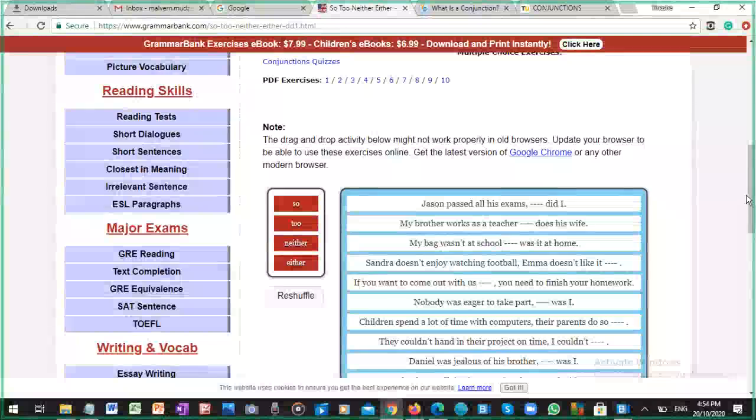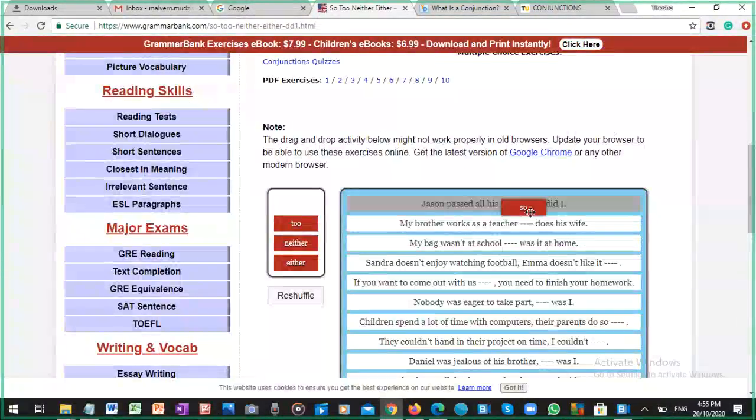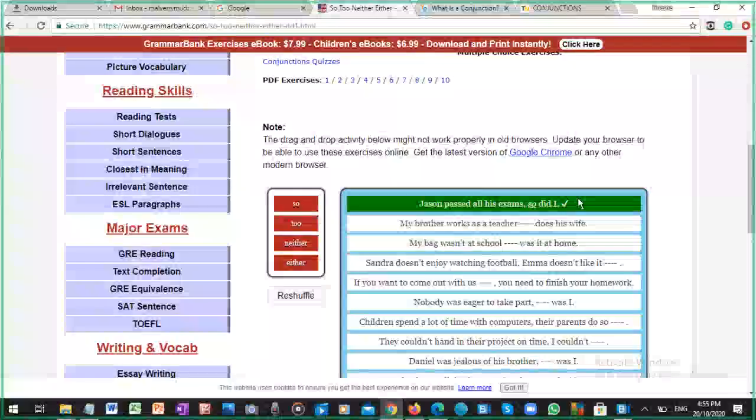What do you think is the correct one? Did, and I think either. All right, so with this one, it's so did I, because it's also referring to himself. Jason passed all his exams, so did I. Remember, we said when you use either or neither, there has to be a negative or a no. Does that make sense? Okay.